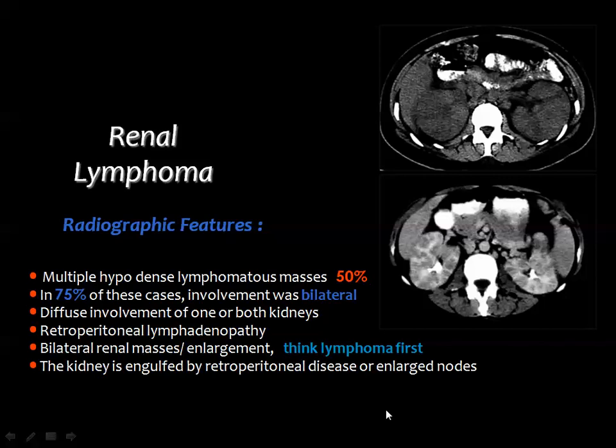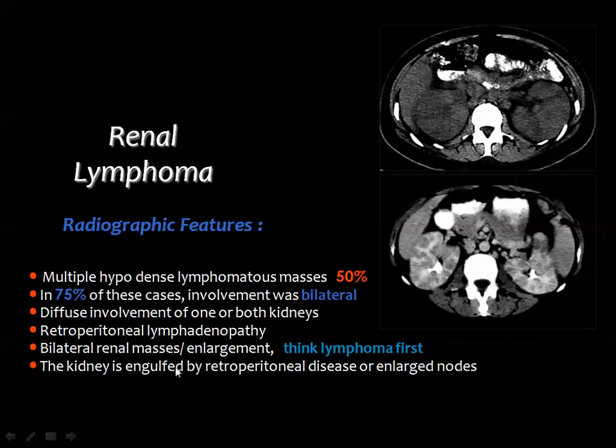Then the radiologic feature of lymphoma in most of the cases is that you have multiple hypodense less enhancing lesions compared to the enhancement of the normal renal parenchyma. The involvement is usually bilateral in about 75% of cases, and the result is diffuse bilateral enlargement of the kidneys. This is the pre-contrast and this is after contrast. Then many times you can see enlargement of the retroperitoneal lymph nodes.